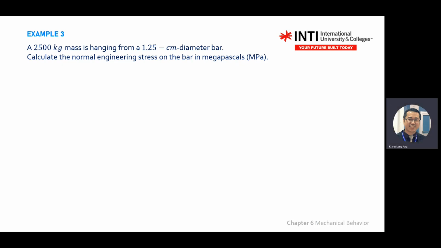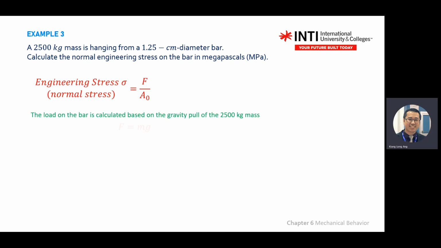So the formula for this one is F. What is F? What is your force? 525 Newton. Okay, remember to change to Newton, huh? Because kilogram is not force. Kilogram is a mass. You need to change to weight. F equal to mg because it's hanging, so gravitational force pulling.